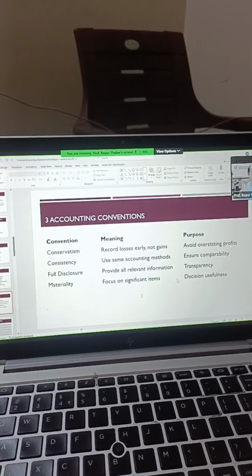So understood conservatism, yes, understood the accrued. Then consistency. I cannot keep on changing my accounting method. Last year I took depreciation which was straight line method. Now this year my mind has changed. Can I do double written down value method? Next year my mind changed. Instead of depreciating my equipment for 10 years, can I change my depreciation method and do it in 7 years or 15 years?